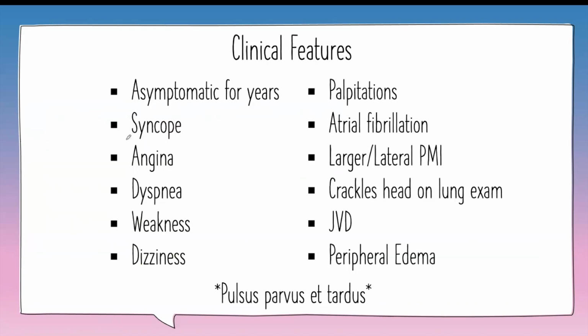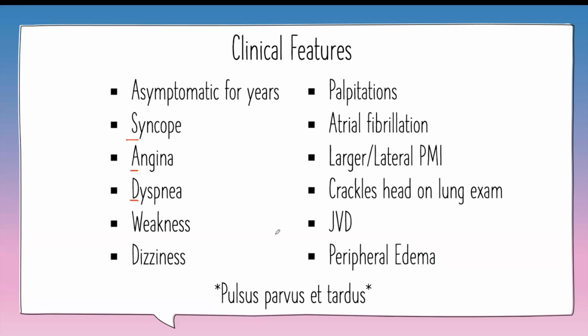Aortic stenosis patients are asymptomatic for years, with the first indication being a crescendo-decrescendo systolic ejection murmur. The 3 cardinal signs of aortic stenosis are syncope, angina, and dyspnea. Please know it as SAD for the acronym. Other symptoms include weakness, dizziness upon exertion, and palpitations. It is crucial to diagnose early through the murmur. Severe aortic stenosis can lead to atrial fibrillation, a larger and more lateral point of maximal impulse, crackles heard on lung exam due to pulmonary edema, jugular vein distension, and peripheral edema.